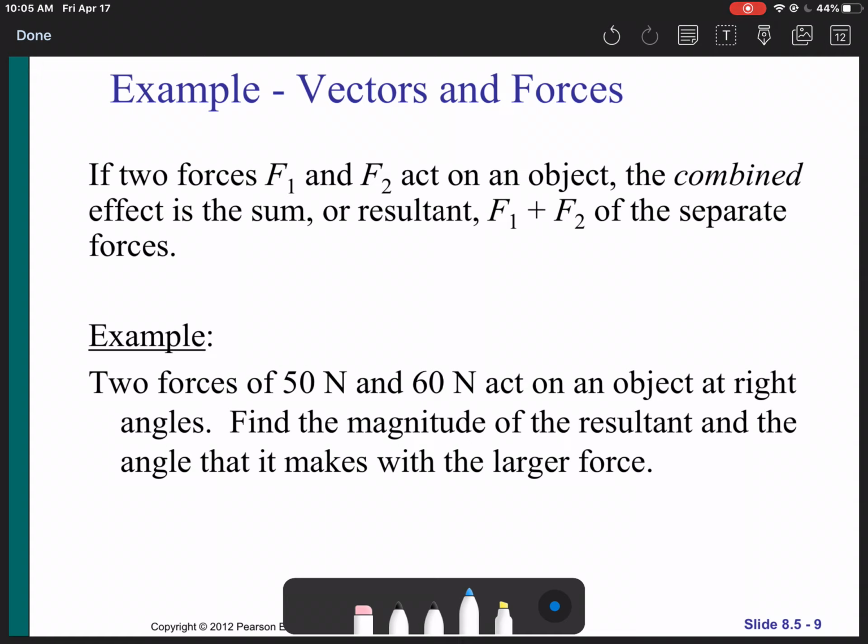So let's say that I have two forces, call them F1 and F2, that act on an object. The combined effect of those two forces is the sum or the resultant of those two forces, so F1 plus F2, of those separate forces. All right, so this is, like I said, a good physics application where, let's say I've got an object and someone is pushing on this object from this direction, someone is pushing on the object from that direction. All right. So which direction, or what happens to the object?